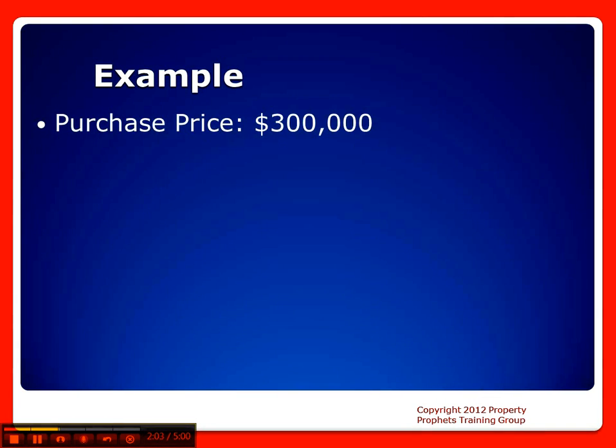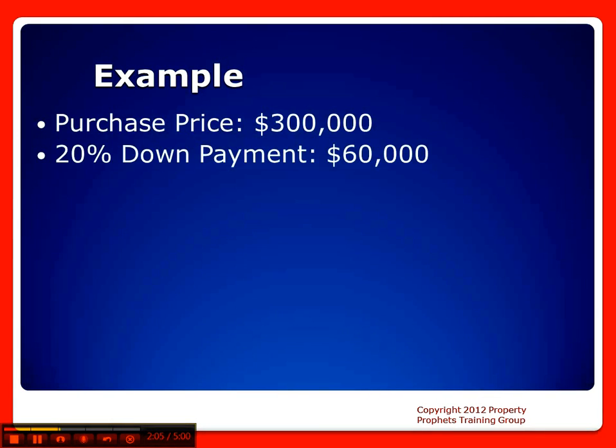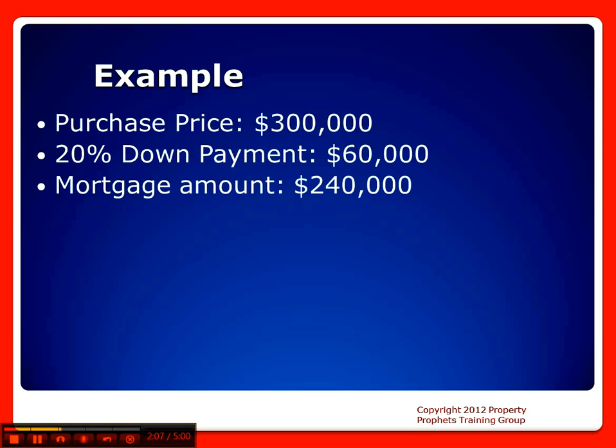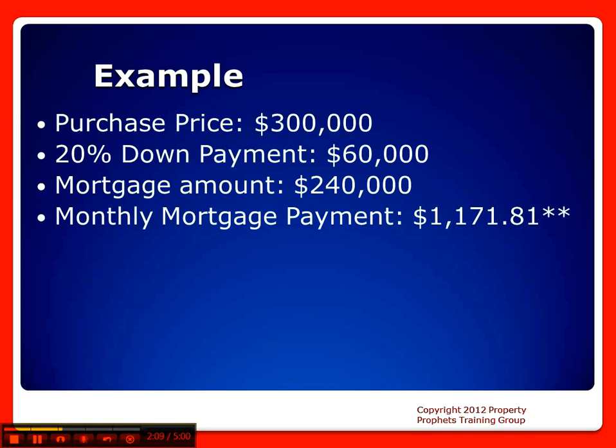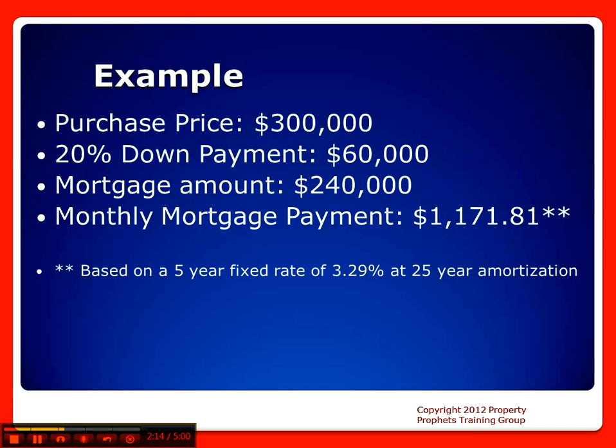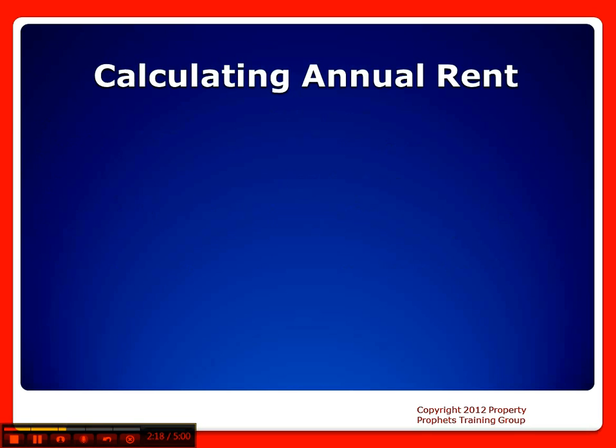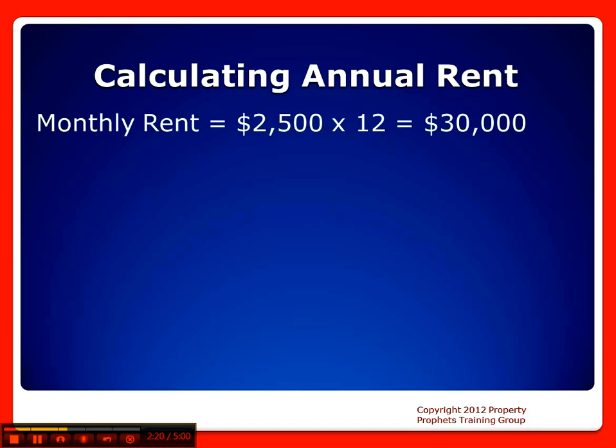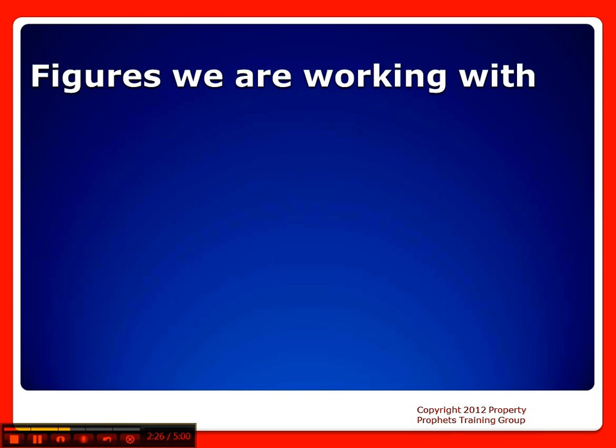Let's say purchase price of $300,000, 20% down payment, giving you a mortgage amount of $240,000. We'll calculate the payment as $1,171, which is based on a 5-year fixed rate of 3.29% at a 25-year amortization. So let's calculate the annual rent. Let's say you're making $2,500 a month. This times 12 gives you $30,000 annually.